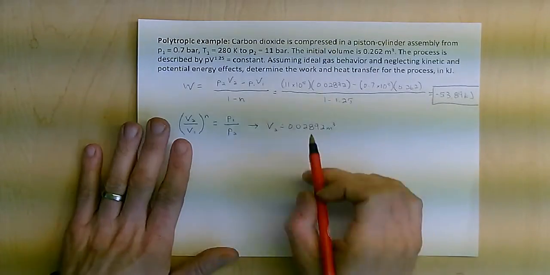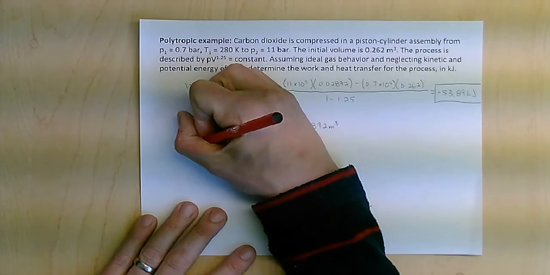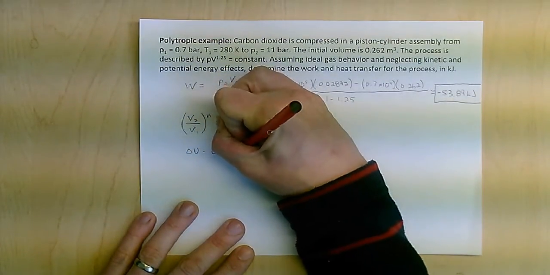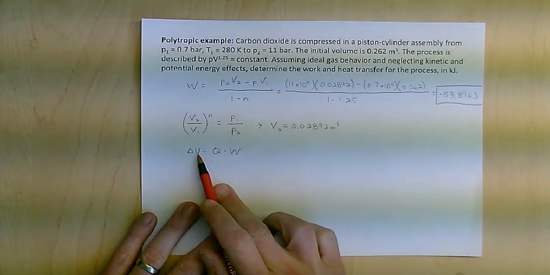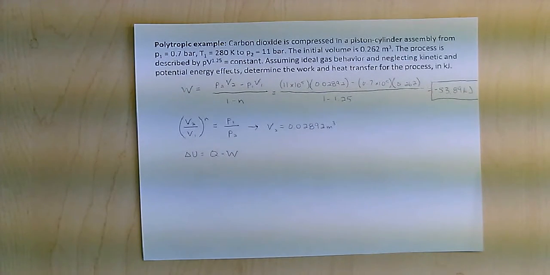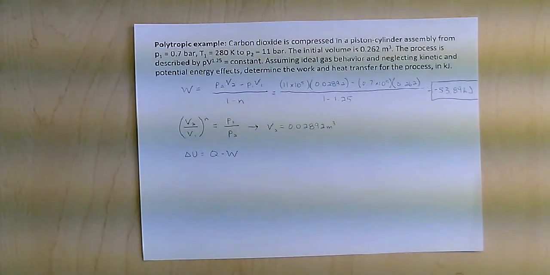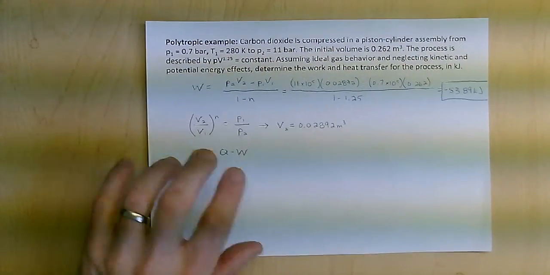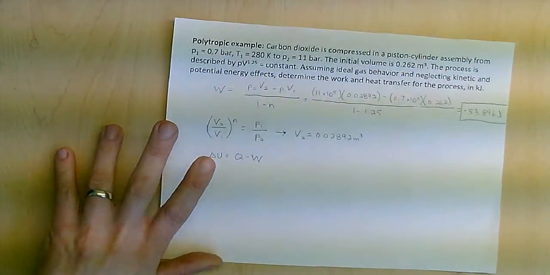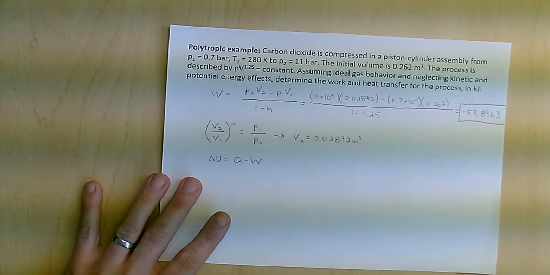Okay. Now, in order to find the heat transfer of the process, I'm going to use my first law equation, which of course is delta U equals Q minus W. So I'm looking for delta U here. Okay, so this is carbon dioxide. It's an ideal gas. I need to know the temperatures in order to look up the U values. So let me go ahead and find T2 here so that I can look up that value as well.